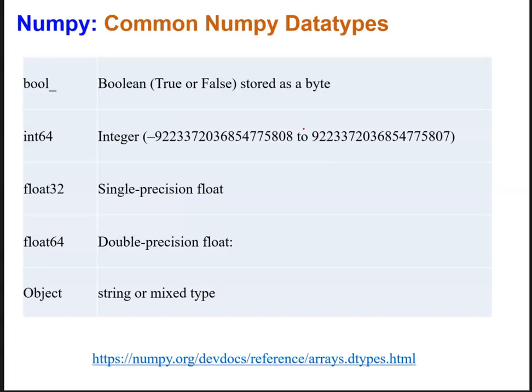Now let's look at data types in NumPy. It has different data types. Boolean means true or false, and another data type is integer, for example 64-bit, and there's a huge range for that. Float32 is single precision float, and float64 is double precision. Another data type is object, which can be a string or a mixed type of these data types. There are more details to the data types. You can use this link to take a look at that.